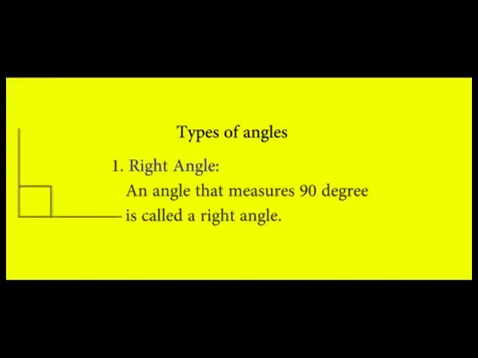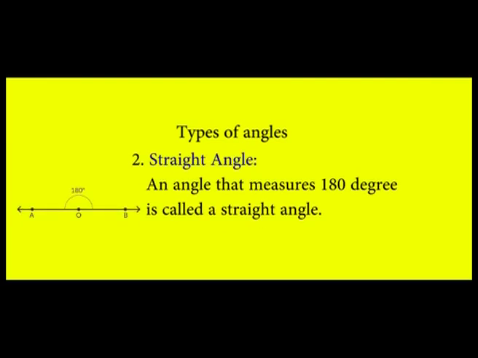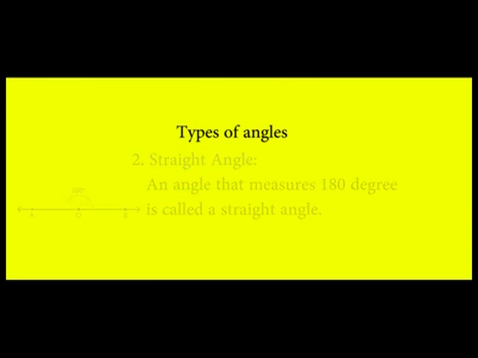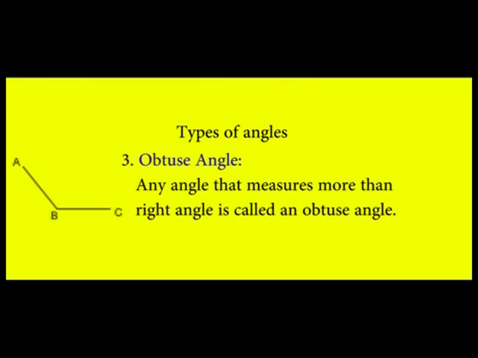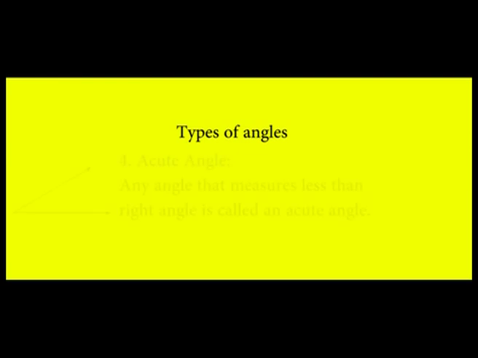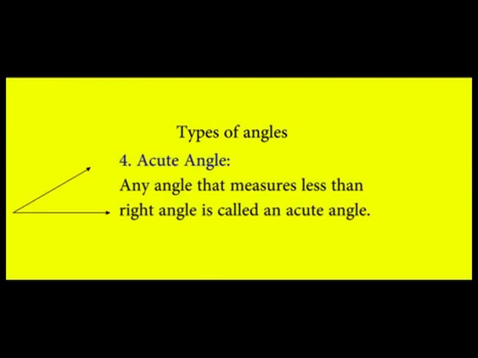And then we have also looked at the four different types of angles. Number one, a right angle which measures 90 degrees. Number two, we have looked at a straight angle which is 180 degrees. Third one, we have looked at obtuse angles which are more than 90 degrees. And last one, we have seen acute angles which are less than 90 degrees.